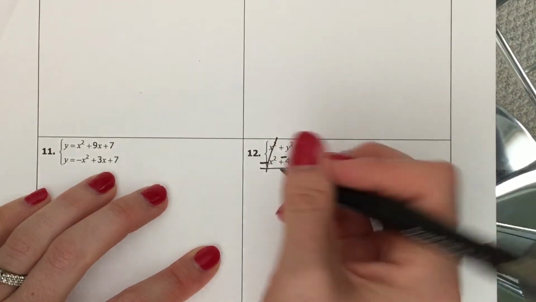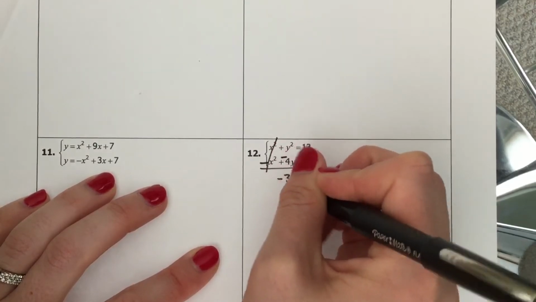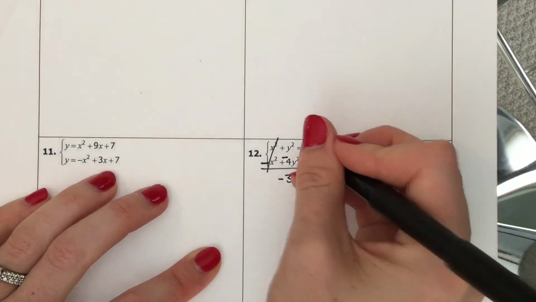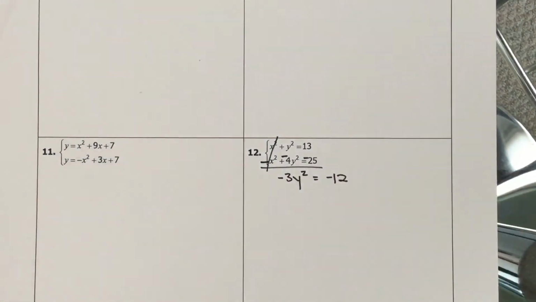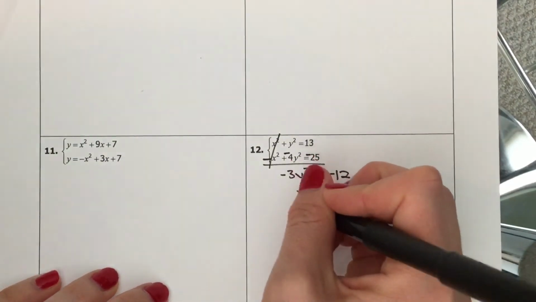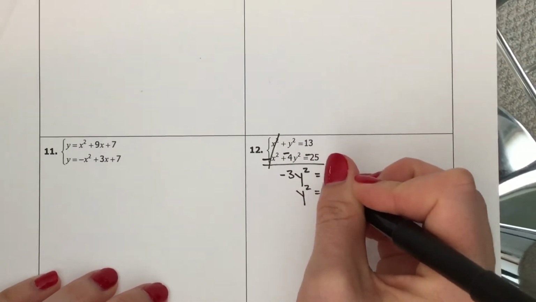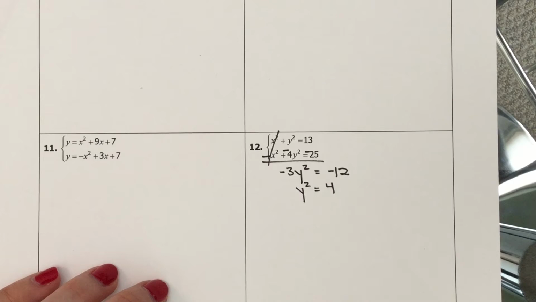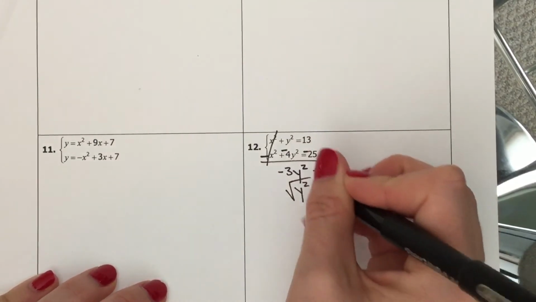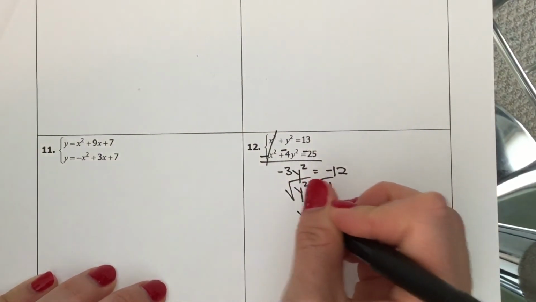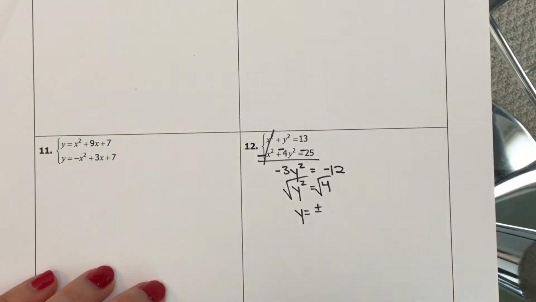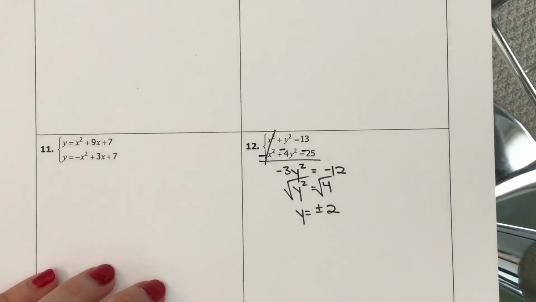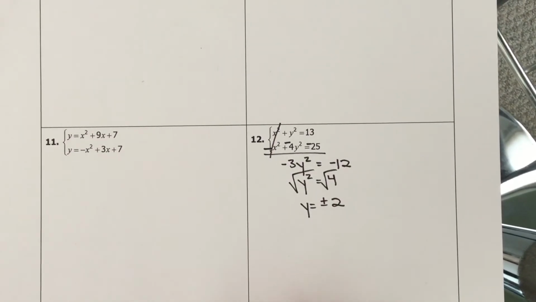When I add them, the x squareds will cancel. I have y squared minus 4y squared, which is a -3y squared. And then 13 minus 25 would be a -12. Then you can solve this for y squared. First, divide both sides by that -3. So -12 divided by -3 is a +4. You solve a quadratic like this by taking the square root of both sides. When you solve a quadratic by square rooting, make sure you always start with a plus or minus. The square root of 4 comes out evenly as a 2. So now you have two possible answers for y.